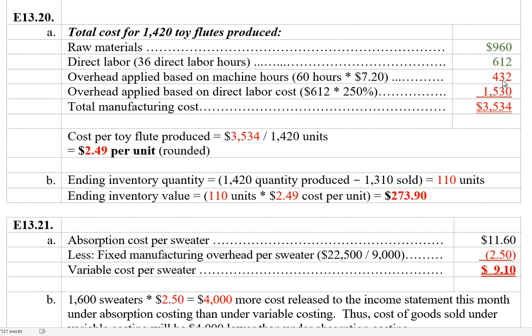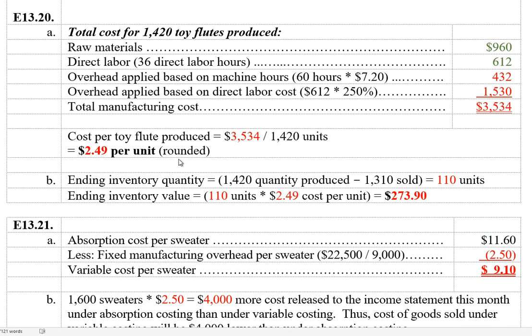So we calculate this number, 432, and then we do the same thing by multiplying the 612, which is direct labor, at 250%, which is what we estimate the cost is going to be for a certain section of overhead, the ones that are driven by that cost. And we come up with 1,530. Then we come up with a total manufacturing cost, and we divide that by the 1,420 units to get that per unit amount.